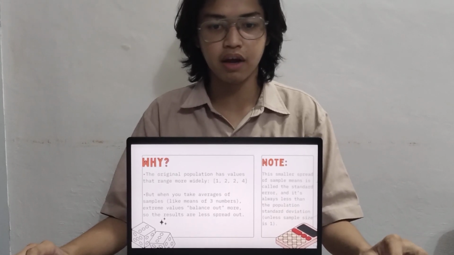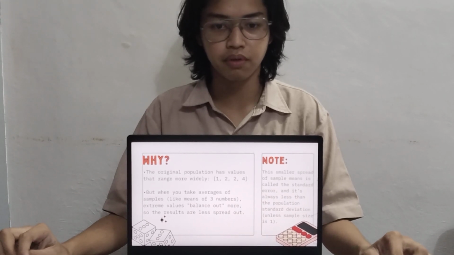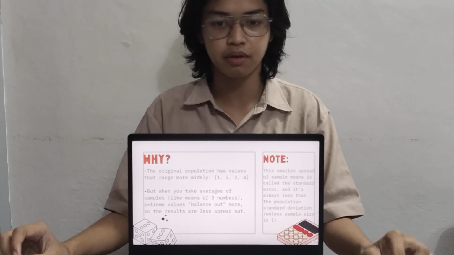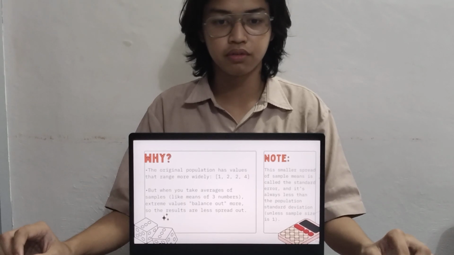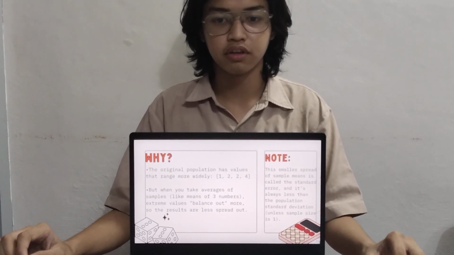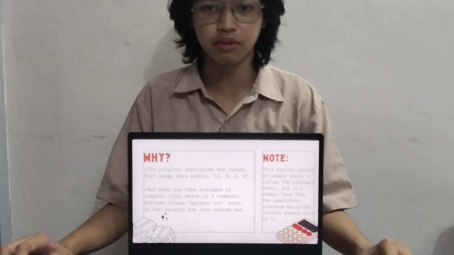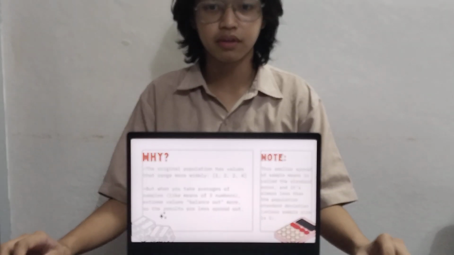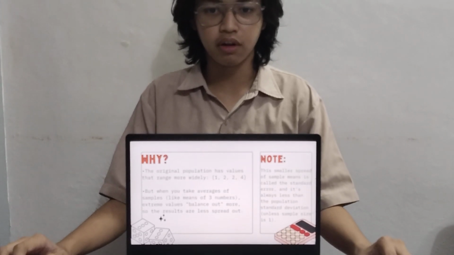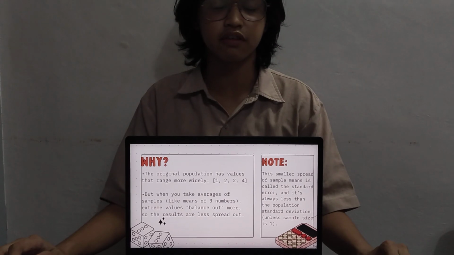But when you take averages of samples, like means of 3 members, extreme values balance out. More so, the results are less spread out. Note the smaller spread of sample means is called the standard error, and it's always less than the population standard deviation, unless the sample size is 1.